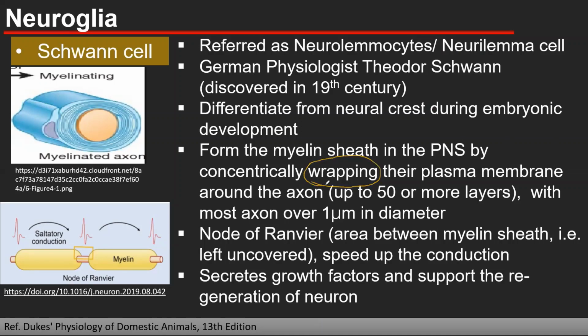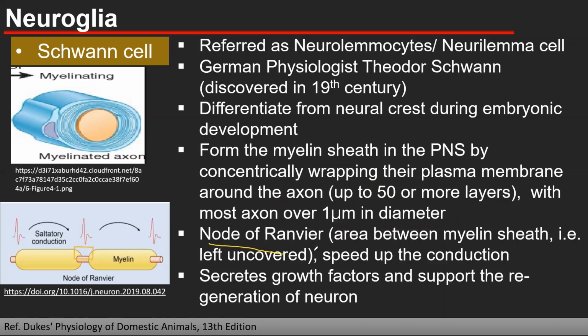So it wraps over the axons. It may go up to 50 or more than 50 layers, so many layers over the axon. And mostly it forms the myelin sheath on axons which are over 1 micrometer in diameter.